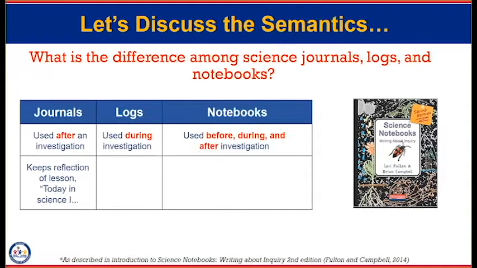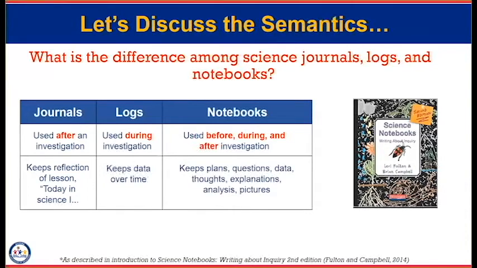First, the journal is really where the kids think of reflecting on a lesson. It usually starts something like, "Today in science, I learned," or "I thought," or "I was confused by." A log is usually where we keep data over time, and a notebook, however, can be something where we really keep all of our plans, all of our questions, our data, our thoughts, our pictures, analysis, explanations. So when you look side by side at these 3, where we're really going to focus today is how do we use a notebook every single day in class with our students?